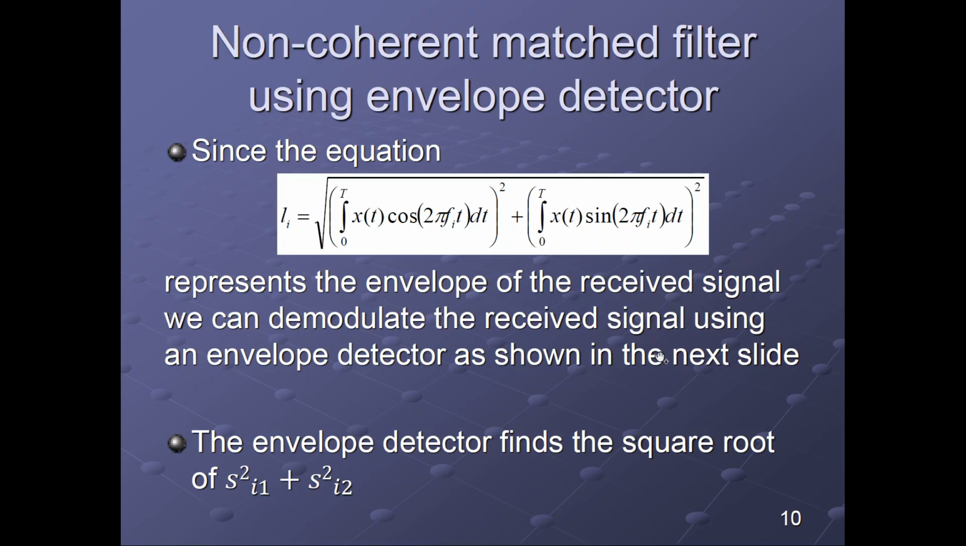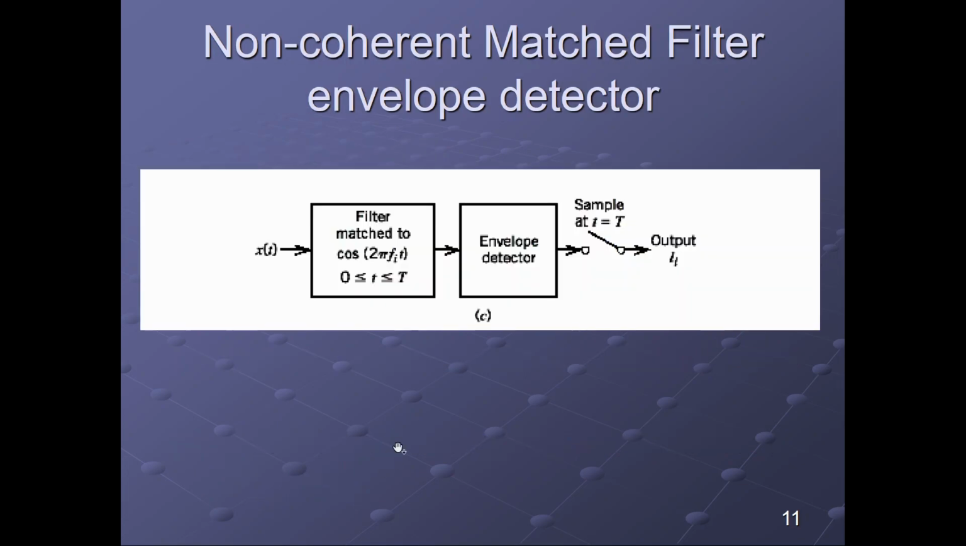We can demodulate the received signal using an envelope detector. If this is the envelope, then we can use an envelope detector to detect just the envelope. The envelope detector finds the square root of psi 1 squared plus psi 2 squared. In this case, what do you do? You pass your signals through the matched filter, and instead of a squarer, another squarer, a sum and then comparison, you just put a diode here where you detect the amplitude only, and then sample at t equal to capital T.